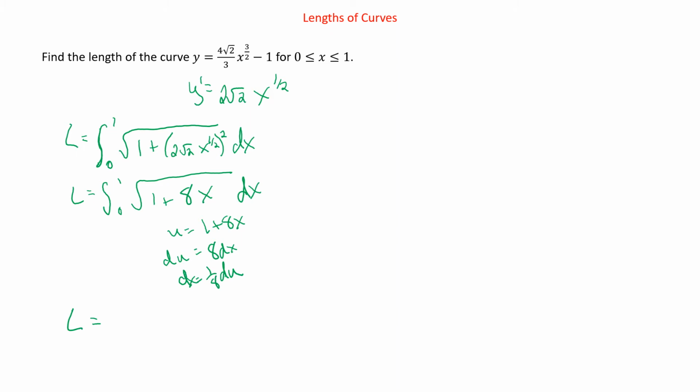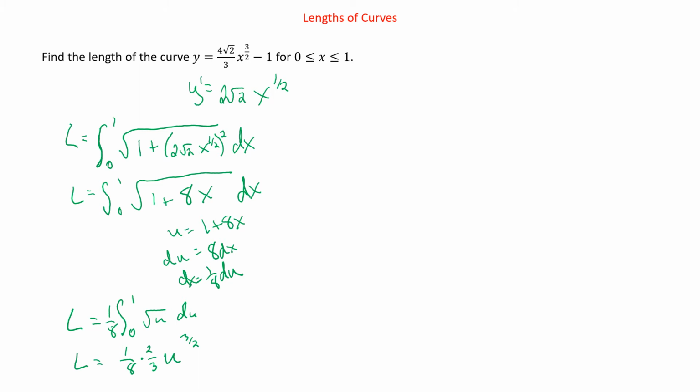And so L is going to be the antiderivative from 0 to 1. We have square root of u, and then 1/8 du. So 1/8. It's not actually from 0 to 1 at the moment. We'll resubstitute those in. But u to the 1/2 becomes u to the 3/2, and we have to divide by that new exponent, so 2/3.